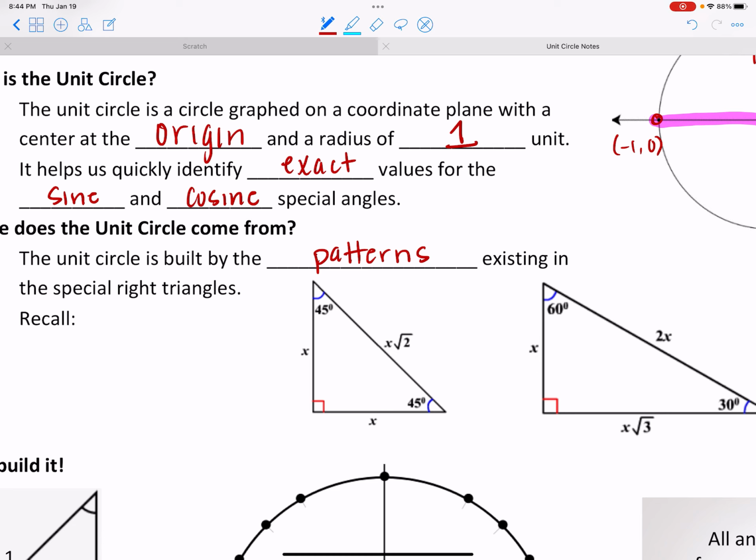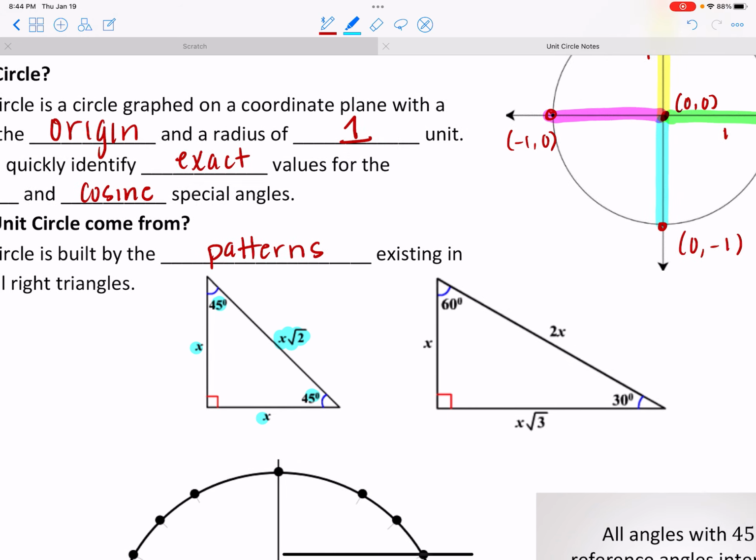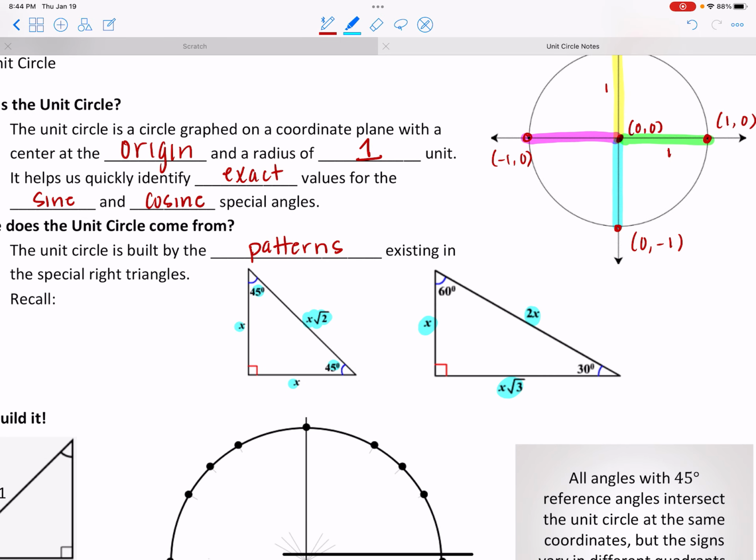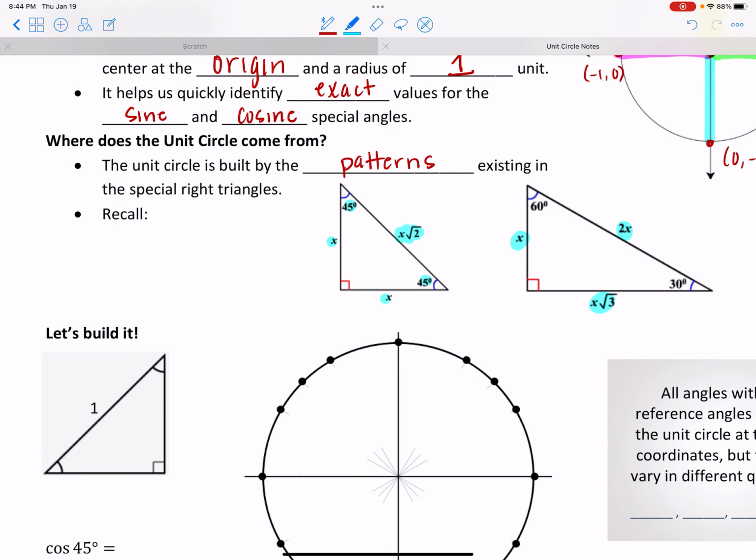So we're going to build the unit circle using the patterns that exist in the special right triangles. So in our 45, 45, 90, remember that if these two angles are the same, then these two side lengths are the same, and to get the length of the hypotenuse, we're just multiplying that leg length by a radical 2. And then in our 30, 60, 90, across from our smallest angle, we call that side x. Whatever length that side is, we double it to get the hypotenuse, and we multiply it by a radical 3 to get the longer leg length. Okay, so we've talked about those before. Now let's see how this connects to the unit circle.